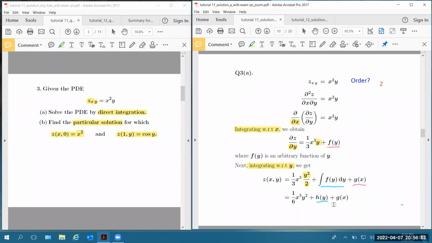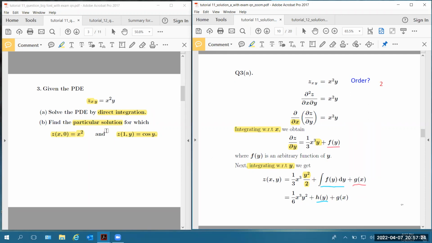So what we are getting here, well, actually we got our z(x,y) already. So this is our general solution. And you can see that it contains how many arbitrary functions? 2. Same as the order of the equation. Now, up to here, we already solved part A. So we complete part A already. Now we go and do part B.